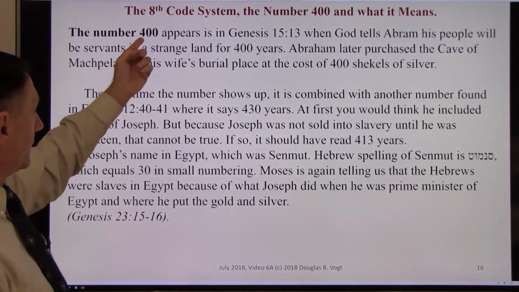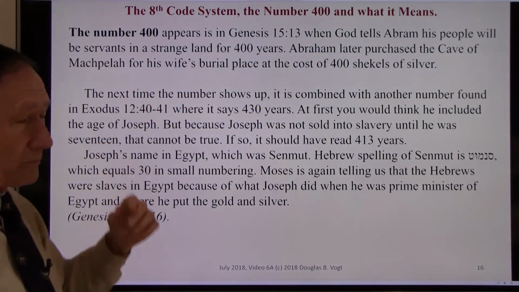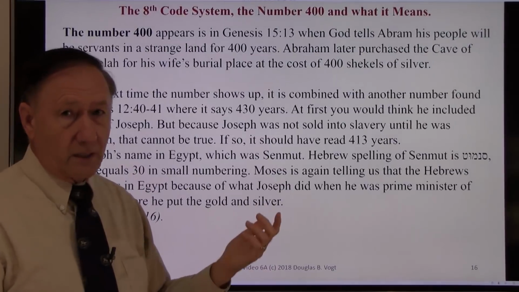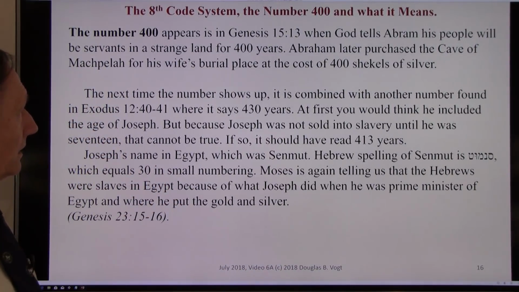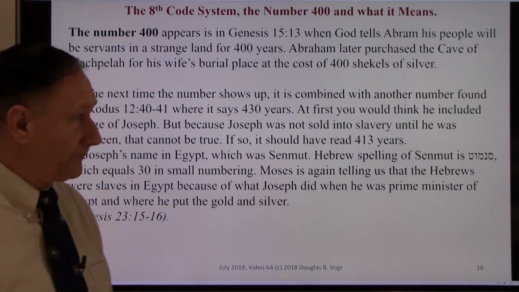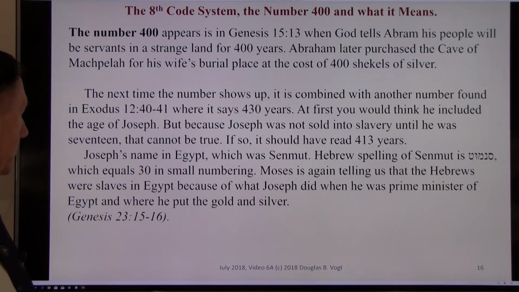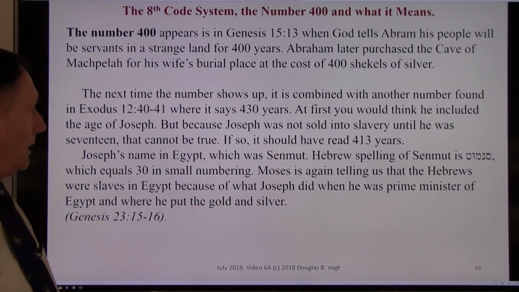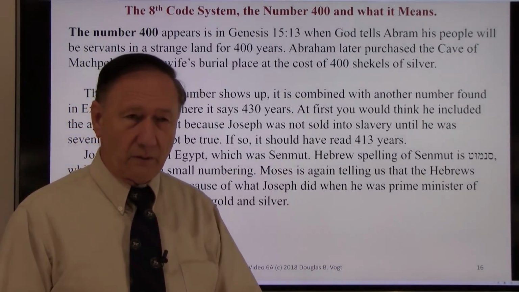first time the 400 is mentioned is in Genesis 15:13, even before Abraham buys the cave. And it says that God says, your people will be servants in a strange land for 400 years. Okay. The next time it shows up is in Exodus chapter 12, verses 40 and 41, where it says 430 years. So why the difference?